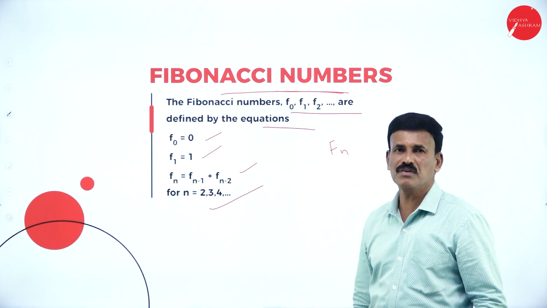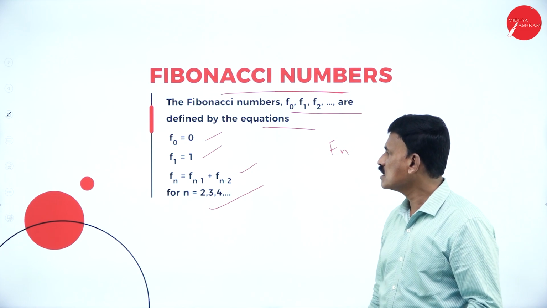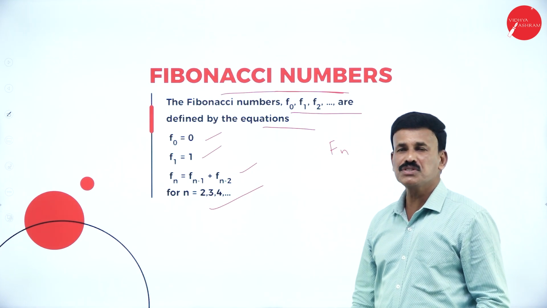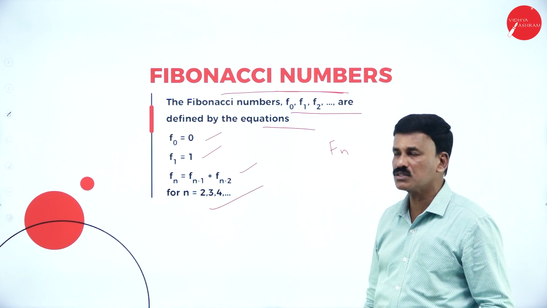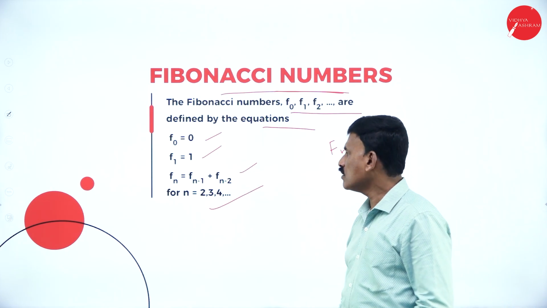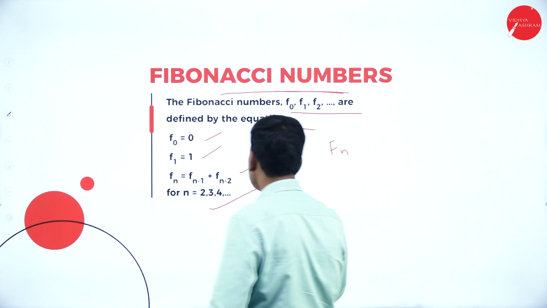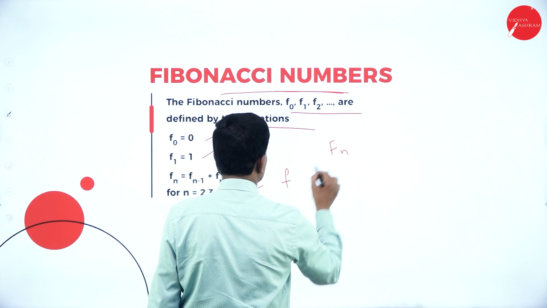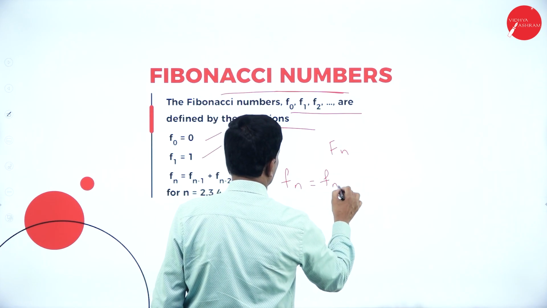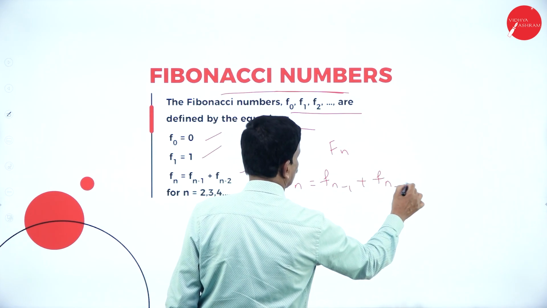Now let us find the values for this Fibonacci sequence. Here the sequence usually starts from 0 and 1. F of 0 is equal to 0 and f of 1 is equal to 1. Okay. Now let us write the value for 2. If n is equal to 2, what is the sequence we have? f of n is equal to f of n minus 1 plus f of n minus 2.